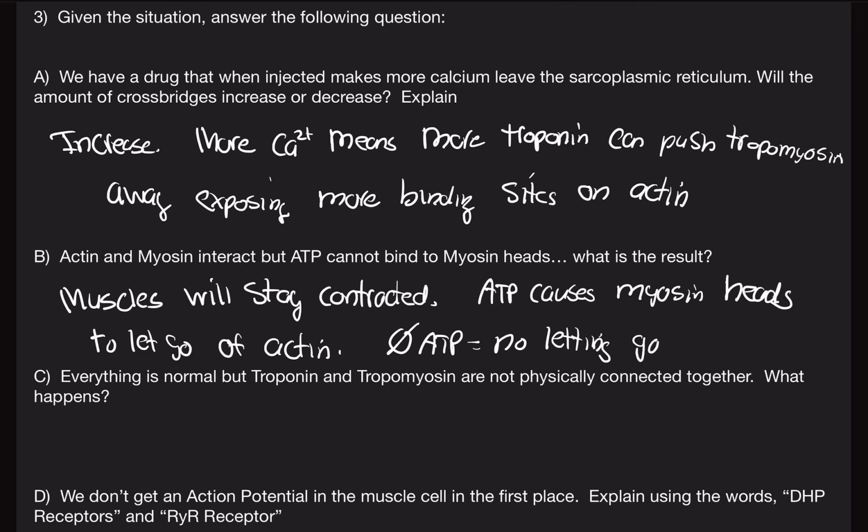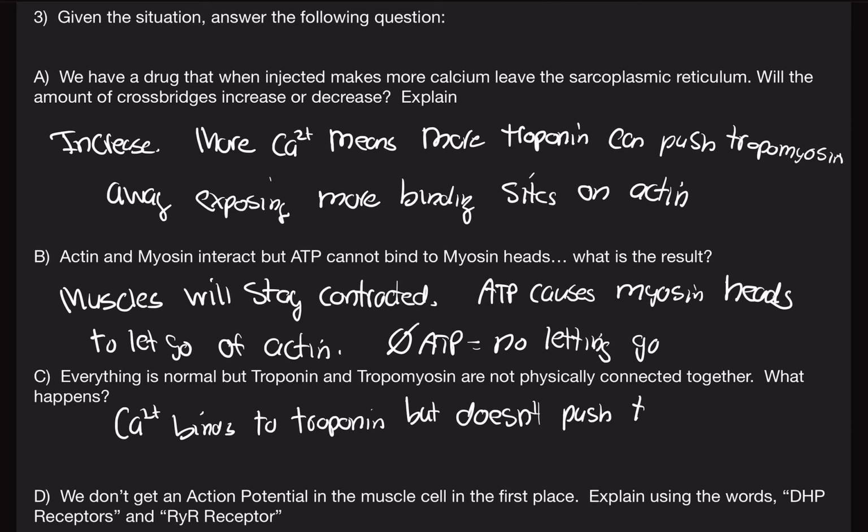Okay. Everything is normal, but troponin and tropomyosin are not physically connected together. What happens? I kind of answered this in the first one, in letter A. So calcium binds to troponin, but doesn't push tropomyosin away because it's not physically connected.